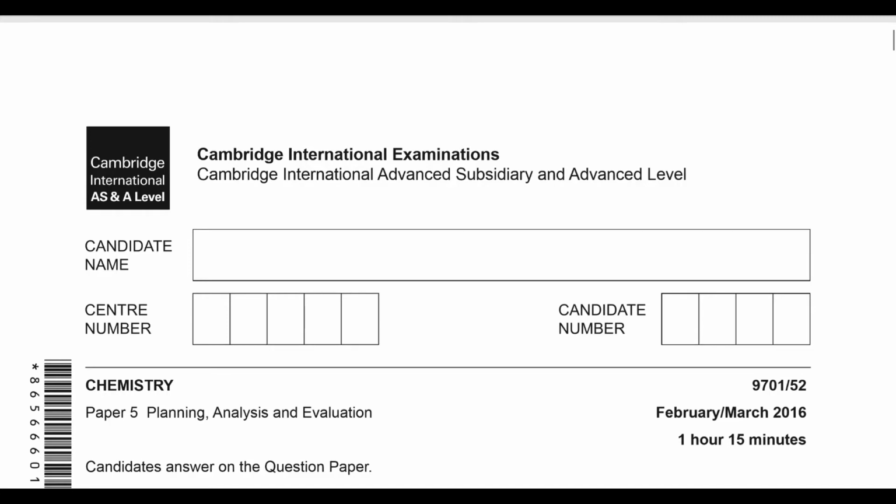This paper 5 is directed only for A level candidates, but at the same time could be very helpful for AS level candidates, because it's very similar to paper 3, which is the practical part. The name of this paper is Planning, Analysis and Evaluation. The series is February-March 2016. So I will start with the first question.